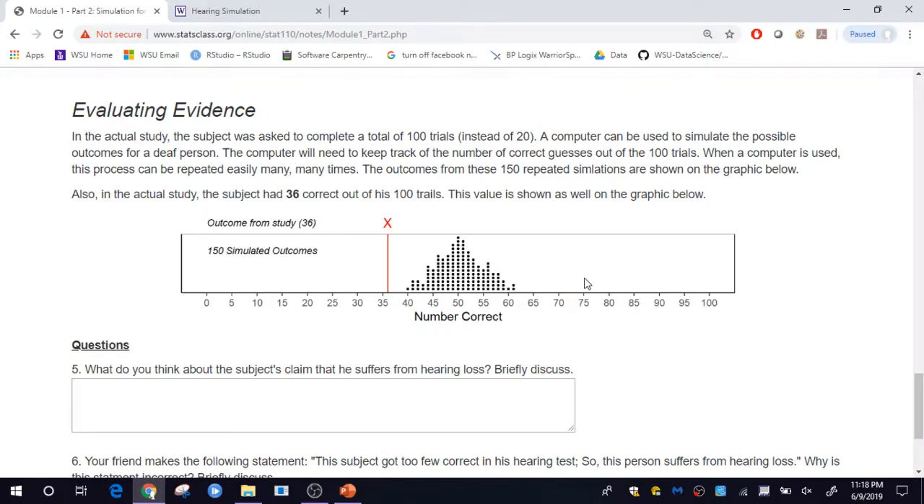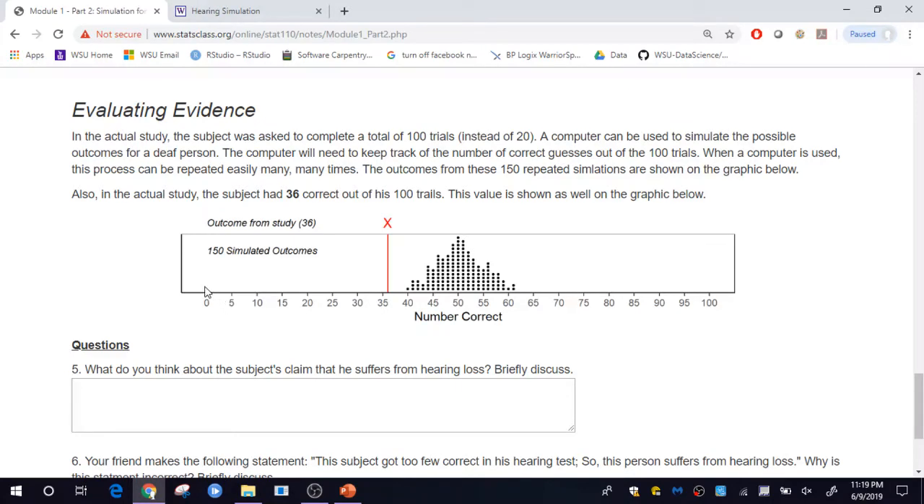Now, when a computer is used, it's easy to obtain many, many repeated trials or many, many simulated outcomes. Here, it looks like I got 150 repeated outcomes. So 150 repeated simulations were used as a reference for outcomes for a deaf person. Now, the subject in the actual study got a total of 36 correct out of the 100 trials. 36 is quite a few correct. So it looks like they really tried to compensate. They really were trying to beat my hearing test.